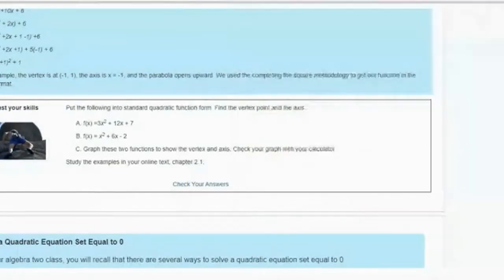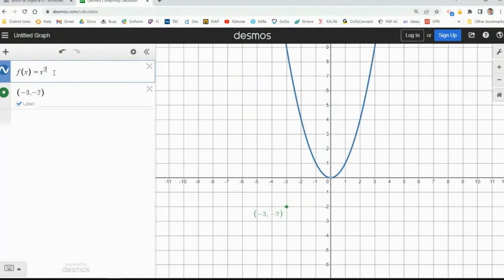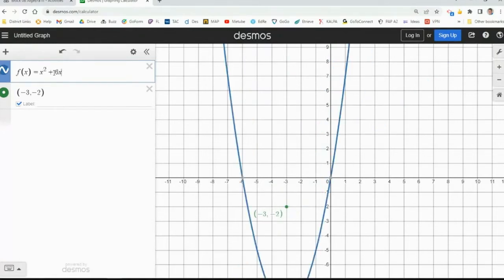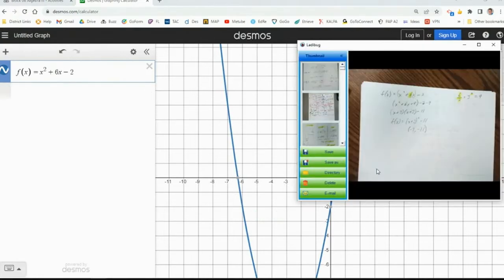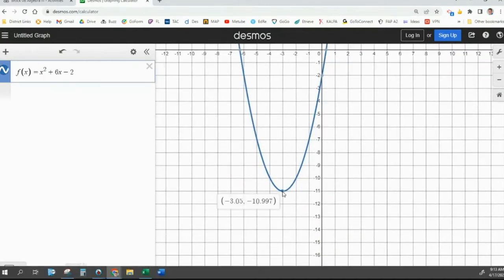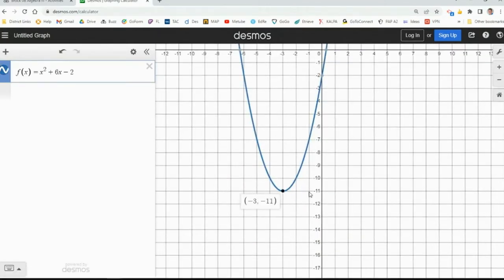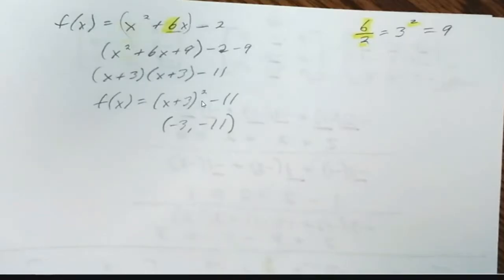So let's check our work. We've done that. Let's go to Desmos and graph this equation. The original equation was x squared plus 6x minus 2. And we said on ours that's -3, -11. Let's see. Oh, there it is, -3, -11. So we obviously factored it correctly, because that is where the vertex ended up. So in vertex form, we know that it is -3, -11. So it's x plus 3 squared minus 11 is the vertex form by completing the square.